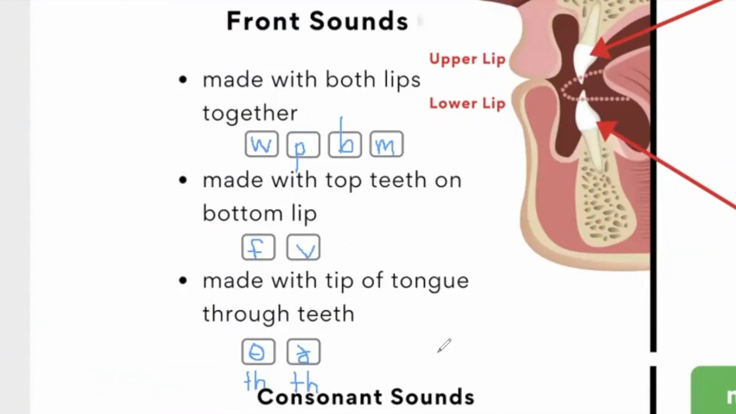So here's our answers for the front sound. Did you get this? W, p, b, and v. And then I don't mind if you've written the new little symbols or just the letters. F and v. How did you go?